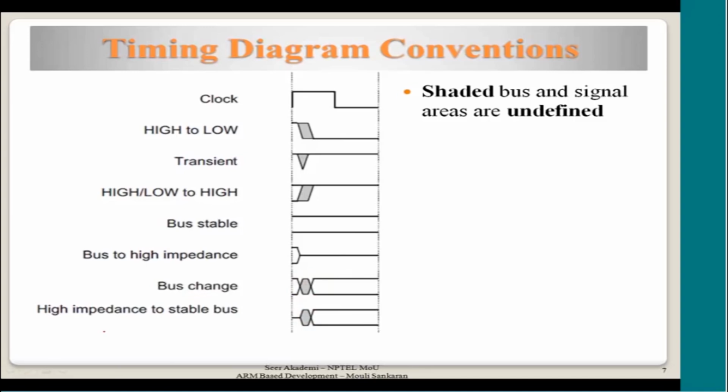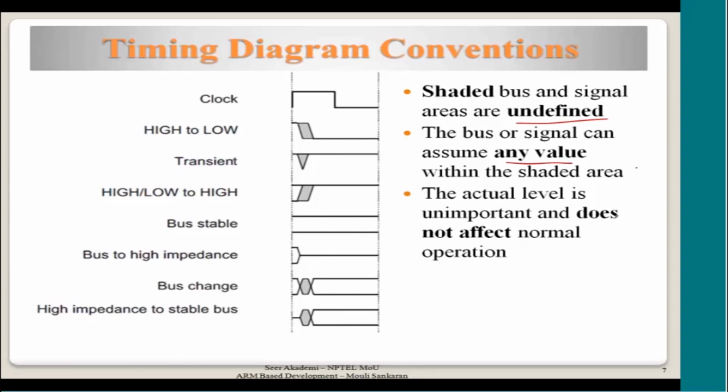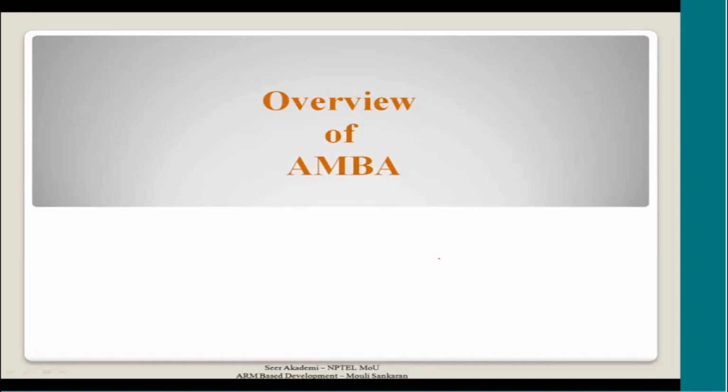Shaded bus and signal areas are undefined. The bus or signal can assume any value within the shaded area. It could be 0 or 1, or it could be some intermediate value. No module which is connected to the bus will be sampling at this time, so it is safe. No other module will read any corrupted data during this time. The actual level is unimportant and does not affect normal operation of any of the modules connected to the bus. Okay, let us now see an overview of the bus.